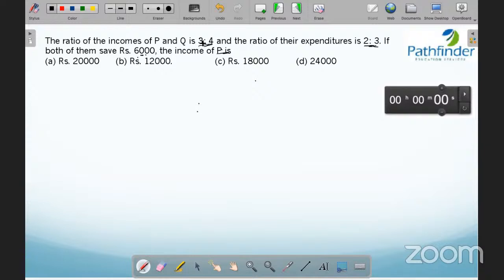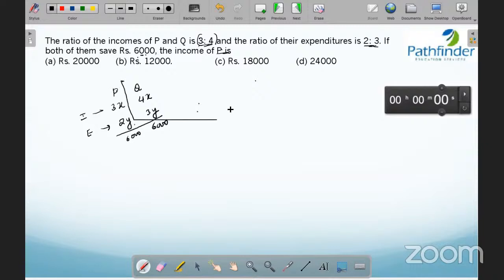So obviously you are given two different ratios and hence you'll pick two different multiples of these ratios. If you've taken the incomes of P and Q as 3x and 4x, these are incomes. The expenditures of P and Q should be taken as a different multiple, not x, so 2y and 3y. And the savings of both of them are 6,000 each. So we get two equations.